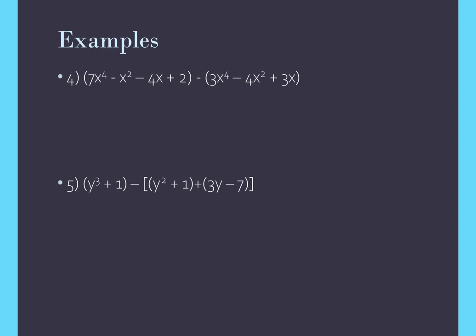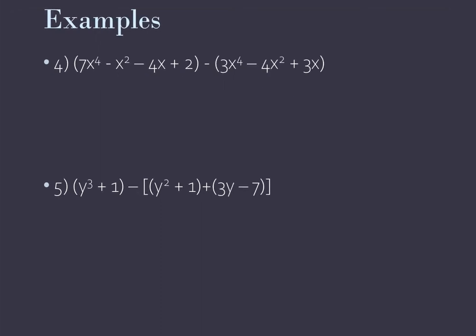All right, so for the first one, the negative is going to get applied to everything after. So I have 7x to the fourth minus x to the second minus 4x plus 2 minus 3x to the fourth plus 4x to the second minus 3x. So I distributed the negative to everything after the minus inside the parentheses. And then we combine our like terms.